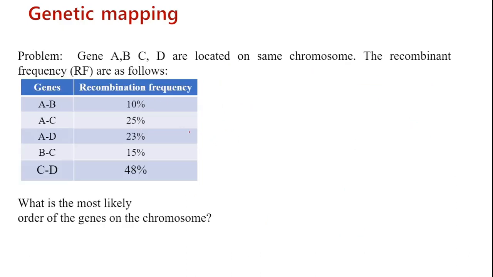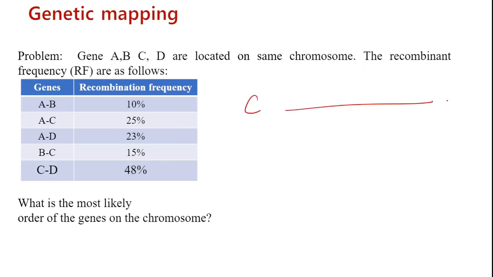Again, one more problem we're going to discuss. Genes A, B, C are located on the same chromosome, and mention not necessarily in the same order. Recombination frequency is given, and we need to find the order of genes here. As I said earlier, you need to find the highest recombination frequency first.